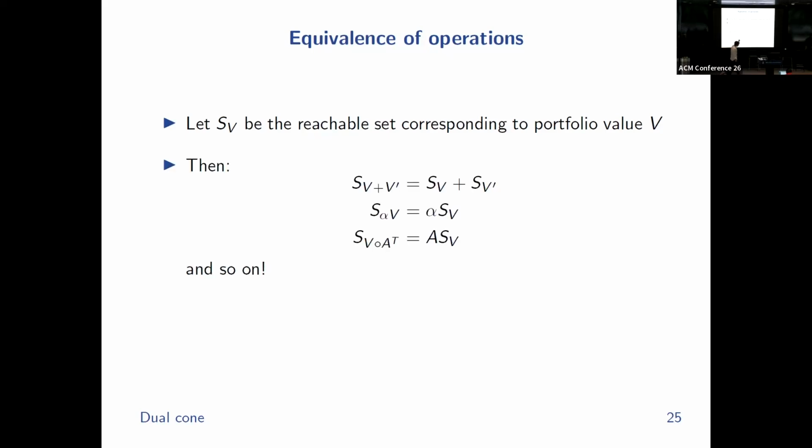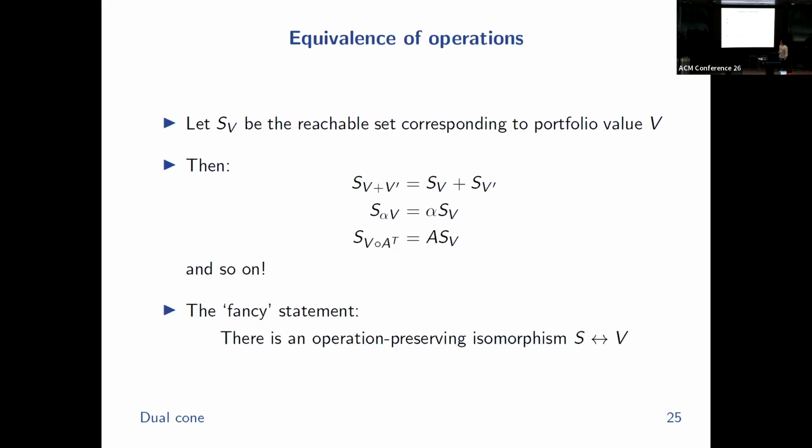So here's a fun fact. The reachable reserve set corresponding to the sum of portfolio value functions is the same as the Minkowski sum of the reachable sets corresponding to the individual functions. The same is true for scaling, and the same is true for non-negative matrix multiplication. Again, this is weird, right? On the left-hand side, we're adding two functions pointwise. On the right-hand side, we're adding convex sets, or reachable sets in this case. So the fancy mathematical statement is that there exists an operation-preserving isomorphism between the reachable sets and these functions themselves.